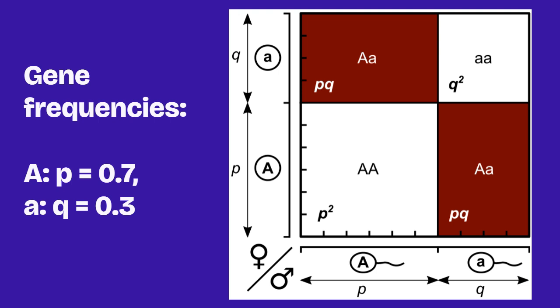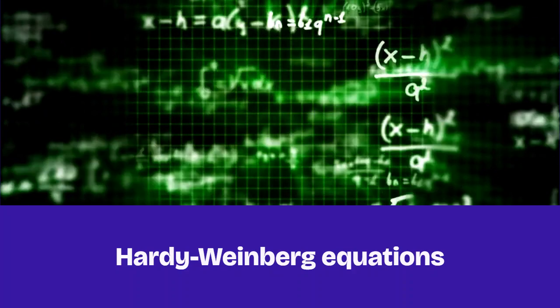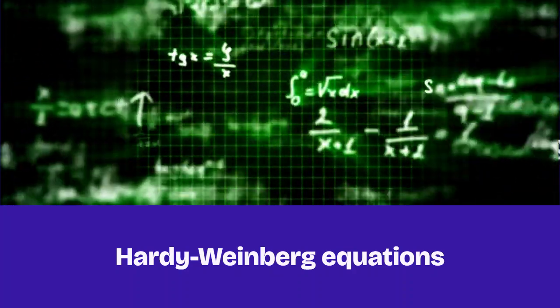Suppose in a population, the frequency of allele A, p, is 0.7 and allele a, q, is 0.3. Since there are only two alleles, their frequencies must add up to 1. p plus q equals 1. To find the expected genotype frequencies, use the Hardy-Weinberg equations.